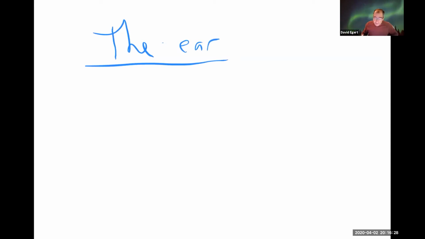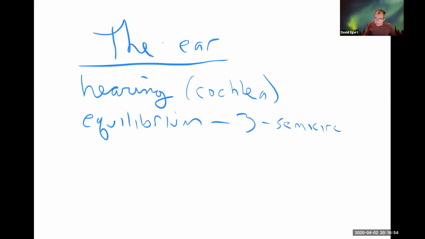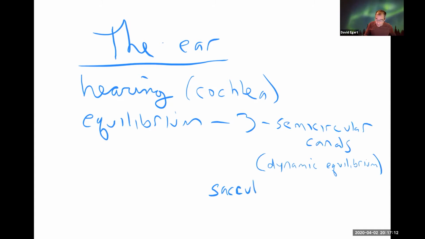The ear. I'll start just by saying that yes, it's responsible for hearing, and that's going to be this part called the cochlea. But it's also doing a lot of balance, equilibrium receptors. There's going to be the 3 semicircular canals. These are for what we call dynamic equilibrium. There's going to be the saccule and the utricle. These are going to be what we call static equilibrium.